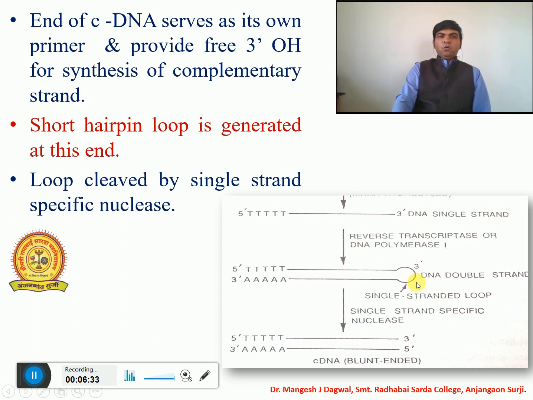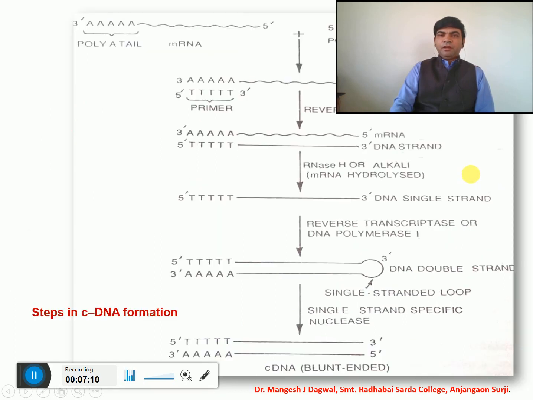And this single stranded loop, this is the short hairpin loop which is generated at this end. This loop is cleaved by the single strand specific nuclease enzyme. Here is the binding of the single strand specific nuclease enzyme, and because of the binding, this enzyme cleaves that particular loop, due to which there is a formation of the complementary DNA. But the complementary DNA which is formed here has the blunt end. Here we can see this is the blunt end, this is also the blunt end. So here is the formation of blunt ended complementary DNA.